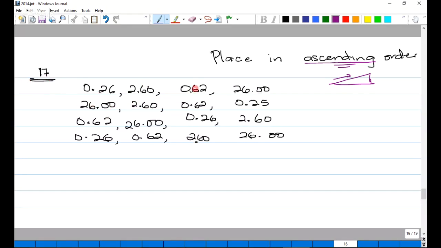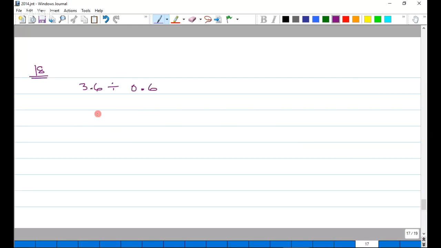So we have another question that asks us to put some things in ascending order. Ascending order means moving from smallest to largest. So we're going to look for the smallest of these numbers. In that case, it would be 0.26, then 0.62, then 2.6, and then 26. Sir, could I go? Not just yet. Still have 2 more to go and then we're done.